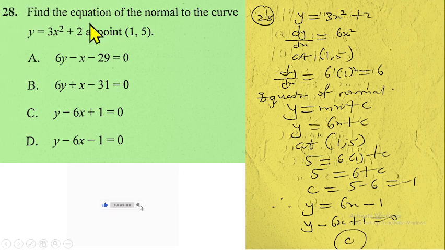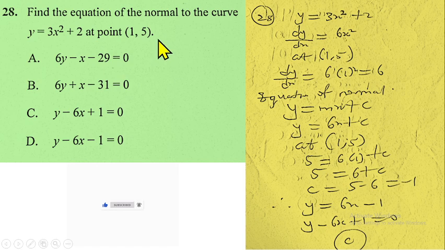Question number 28 is from differentiation, also the application of differentiation to gradient and normal to a curve. Find the equation of the normal to the curve y equals 3x squared plus 2 at point 1, 5. So we have to find the equation of a normal.